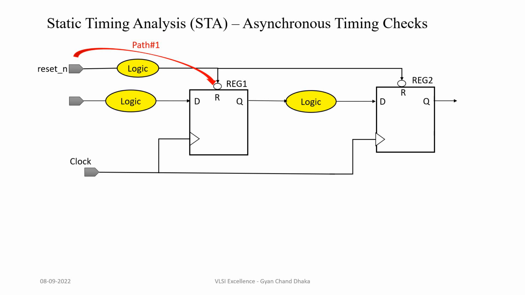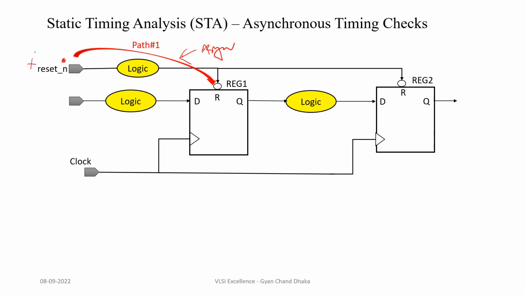Because in the first chapter we covered what all timing paths are present in a design. For example, synchronous timing paths, asynchronous timing paths, clock gating paths, clock paths, etc. So now let's discuss asynchronous timing checks in this chapter. As we know, the path which starts from an asynchronous input port to the asynchronous reset pin of our flip-flop is called an asynchronous path.